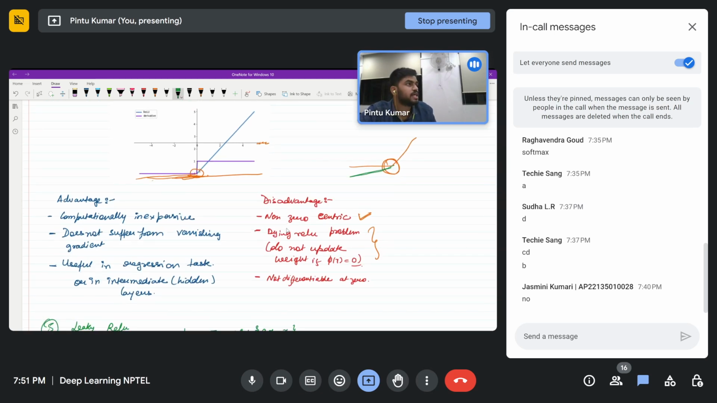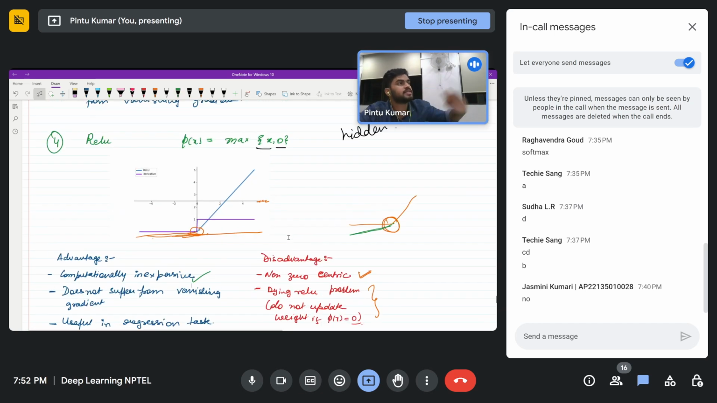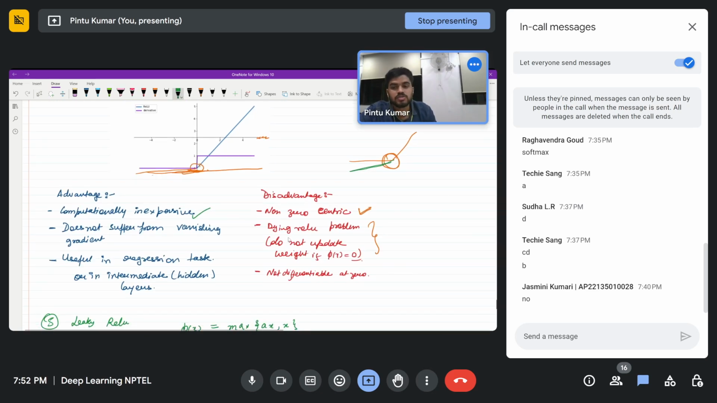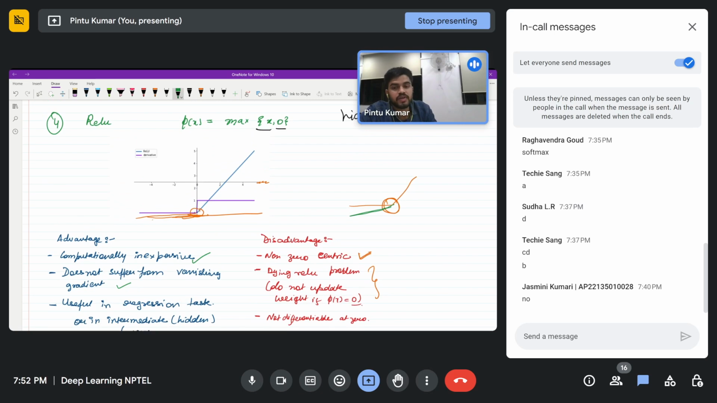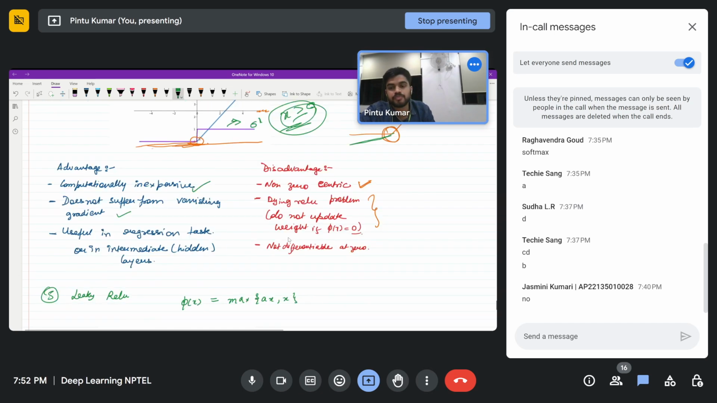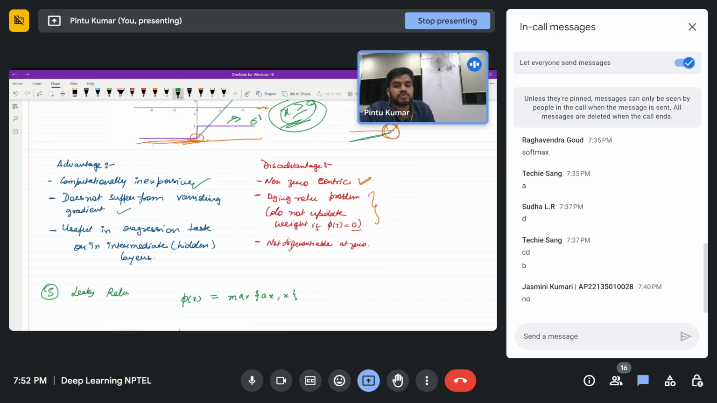Okay, so what are the advantages? That it is computationally very inexpensive. You just need to find whether x is greater than 0 or less than 0, and you will have a value based on it. Okay, so this does not suffer from vanishing gradient, right? Because the derivative is 1 for the part where you are interested. Okay, so phi dash is always 1 when your x is greater than 0, and this is the part in which you are mostly interested in. Okay, so this is very useful in regression tasks, especially in intermediate or hidden layers.